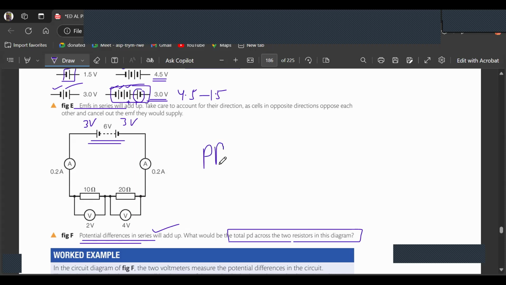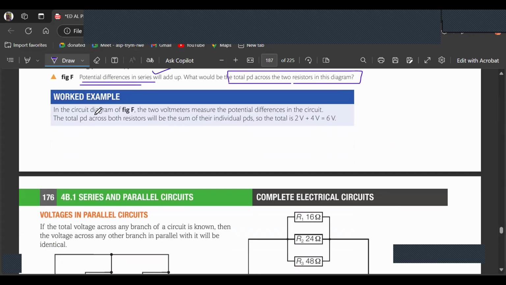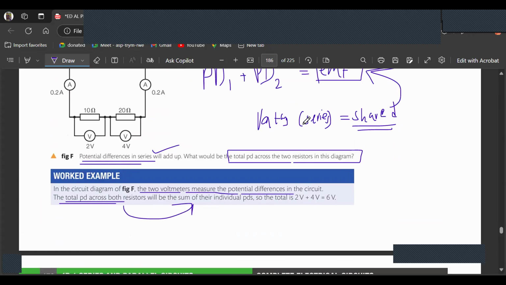अब इसका एड अप होके टोटल क्यों आ रहा है? अगर मैं देखूँ पोटेंशियल डिफरेंस इन component 1 प्लस द पोटेंशियल डिफरेंस इन द component 2 would be equal to the total EMF supplied, which means that the voltage in a series circuit is shared. और अगर आप उन सारे शेयर्ड पोटेंशियल डिफरेंसेस को ऐड करोगे, इट्स गोइंग टू बी एग्जैक्टली इक्वल टू द total EMF. In the circuit diagram, the two voltmeters measure the potential difference in the circuit, and the total potential difference across both resistors will be the sum of their individual potential differences.